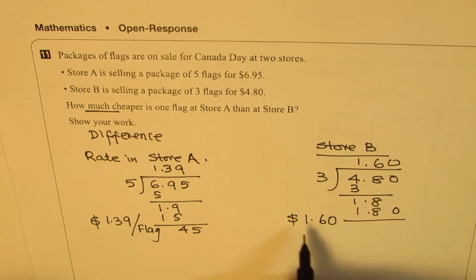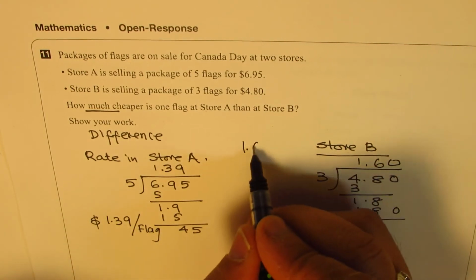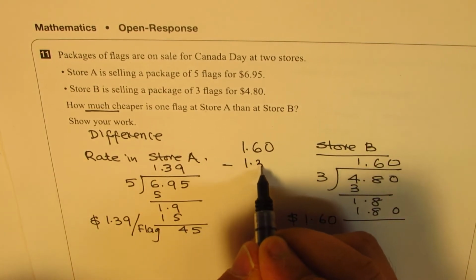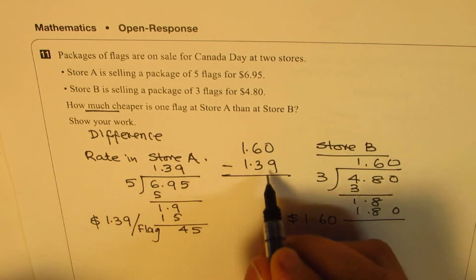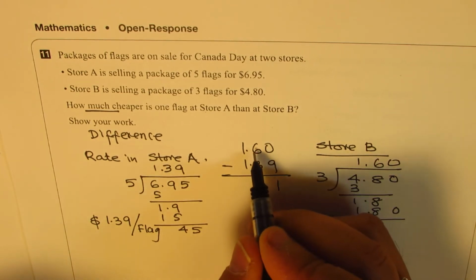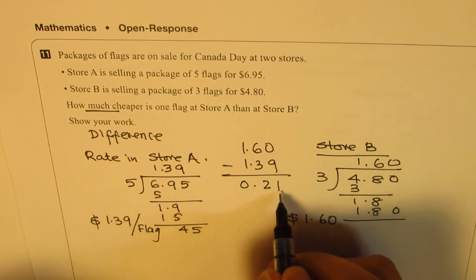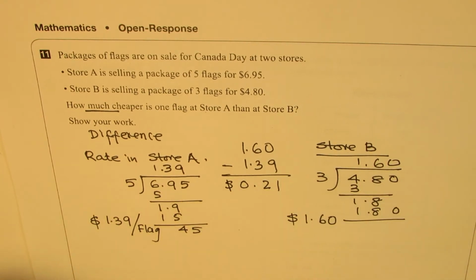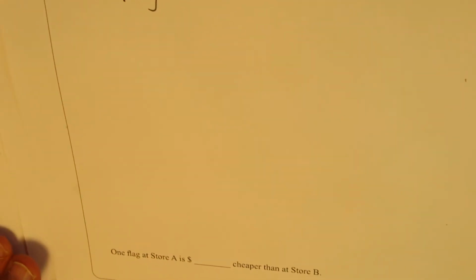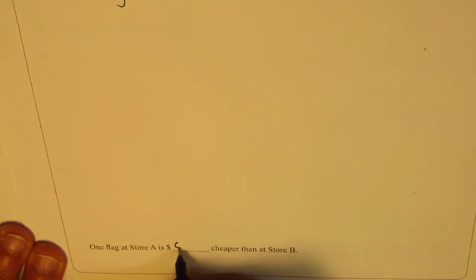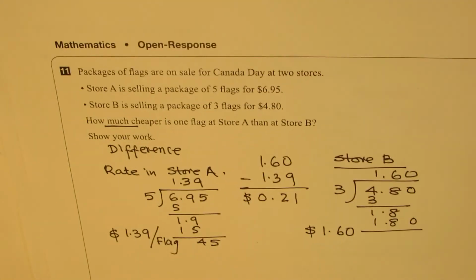Cheaper by how much? We have to find the difference now, right? So let's find the difference. 1.60 take away 1.39. From 10, if you take away 9, you get 1. From 5, you get 2. 21 cents, right? So the cost here is cheaper by 21 cents. So that's what I'm going to write here: it is 0.21 cheaper than in store B. Is that clear to you? So that is how we are going to explain and then write our answer.